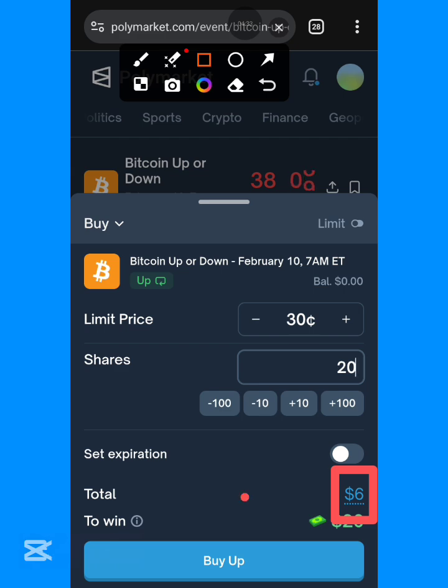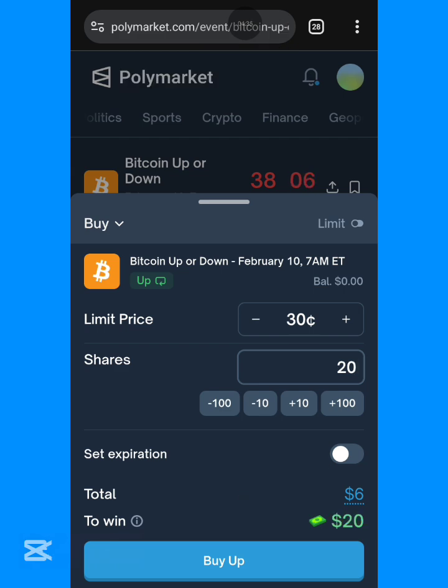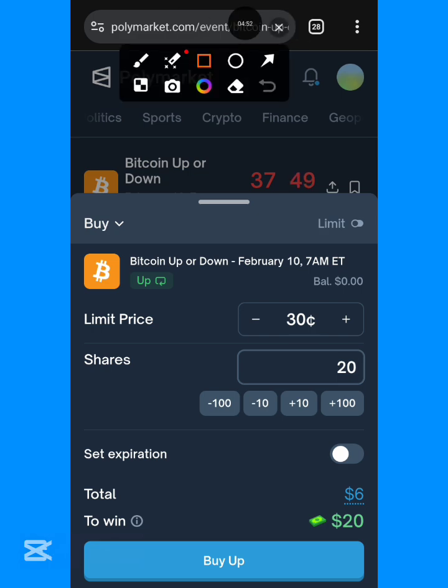Now as you can see, if you buy up share at 30 cents per share and you want to buy 20 shares, you are going to spend $6 to buy it. And let's assume eventually you win that trade, this is the amount you are going to receive. Look at it.